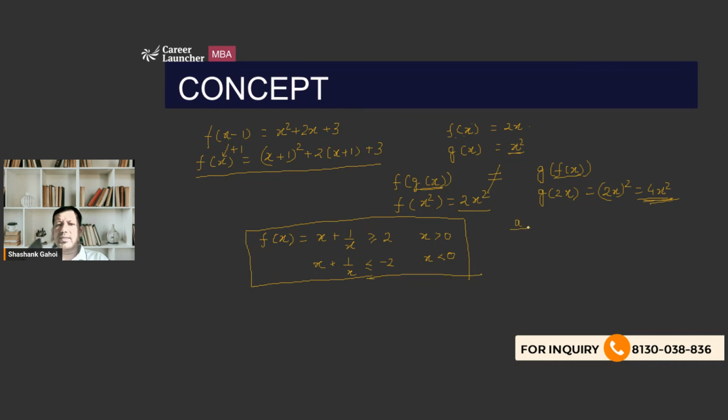For example, I can say a by b plus b by a, and that is always greater than or equal to 2 if a by b is positive, and less than or equal to minus 2 if a by b is negative. These kinds of things have been asked multiple times in CAT, so make sure that you remember all of this. Now let's move on to the questions and see what kind of questions we have received in CAT.